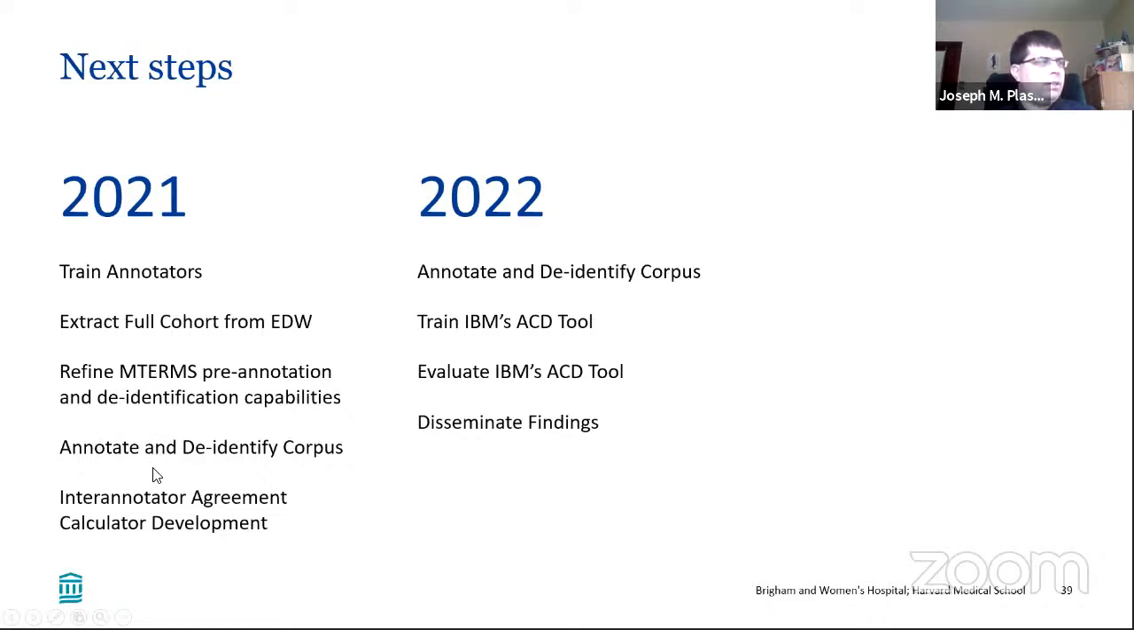We need to annotate and de-identify the corpus, and create this inter-annotator calculator that we just talked about. In 2022, we continue to work on annotating and de-identifying the corpus, training IBM's ACD tool, evaluating IBM's ACD tool, and then disseminating our findings.